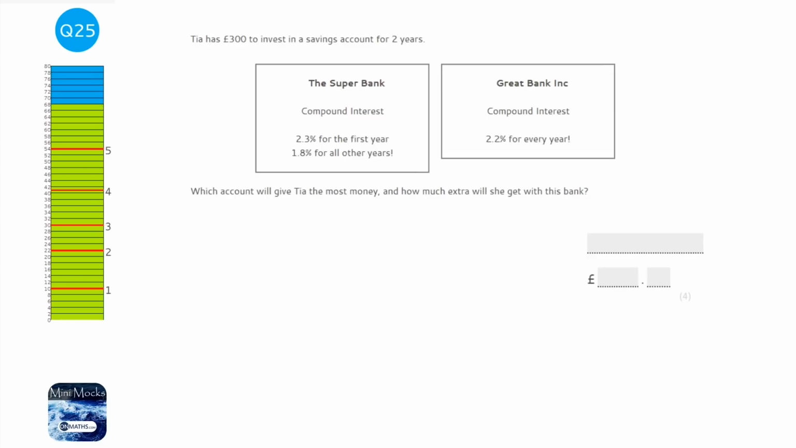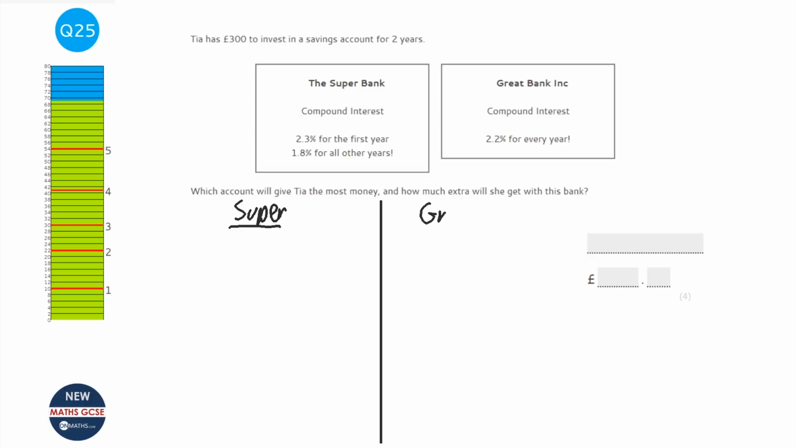In this question we're asked to compare two banks, and normally when I'm asked to compare something I just put a line down the middle of the working out and I put one of them on the left hand side and one of them on the right hand side. As long as it's identifiable which one is on the left and which one's on the right, you don't need to necessarily put the whole name down, but you can do. So I'm going to start with Super Bank.